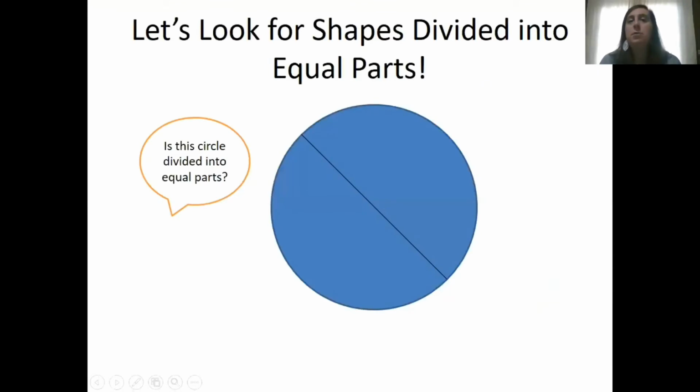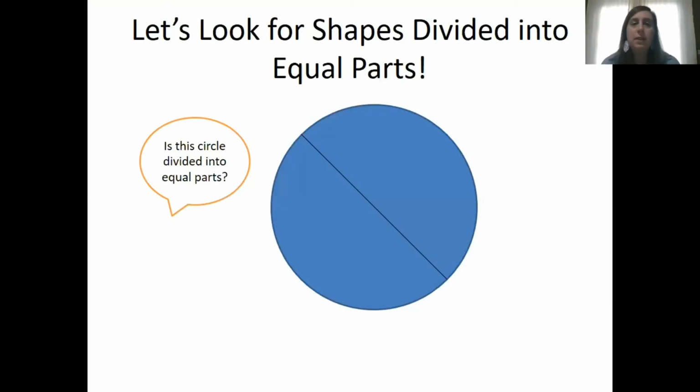So let's look at some shapes. We're going to decide whether or not these shapes are divided into equal parts. So let's play a game with me. If you think that the shape is divided into equal parts, give me a thumbs up. That's a yes. If you think, no, that shape is not divided into equal parts, give me a thumbs down.